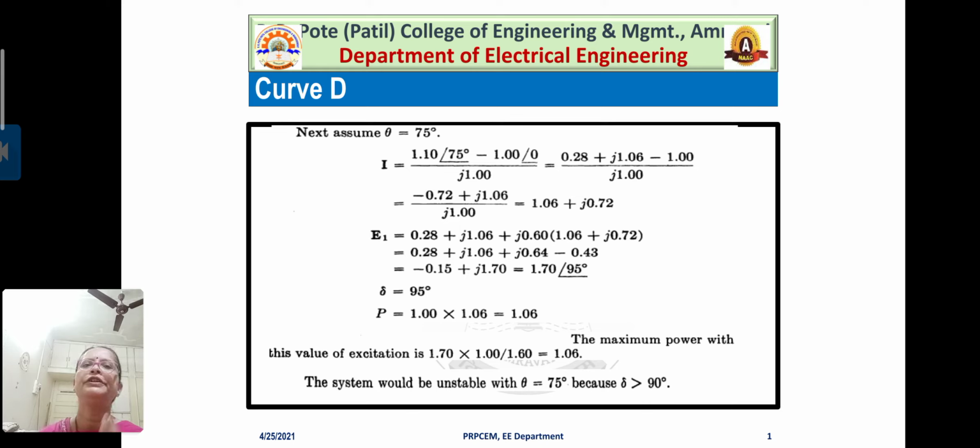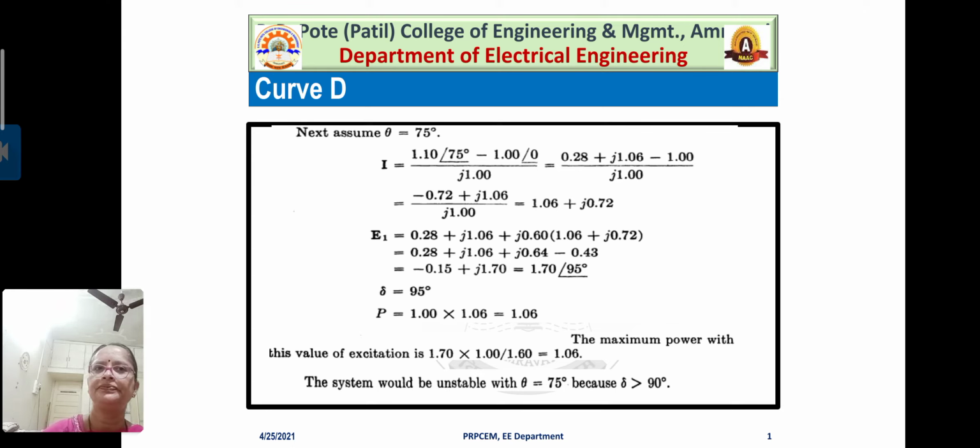Assume theta is equal to 75 degrees for curve D. Right? 75 degrees, therefore again I can calculate I, V1 minus V2 upon X. V1 by this time is 1.10 at an angle of 75 degrees. Convert these two from polar to rectangular and find the value. What you are obtaining is I equal to 1.06 plus J 0.72. Very good. You are obtaining these values.